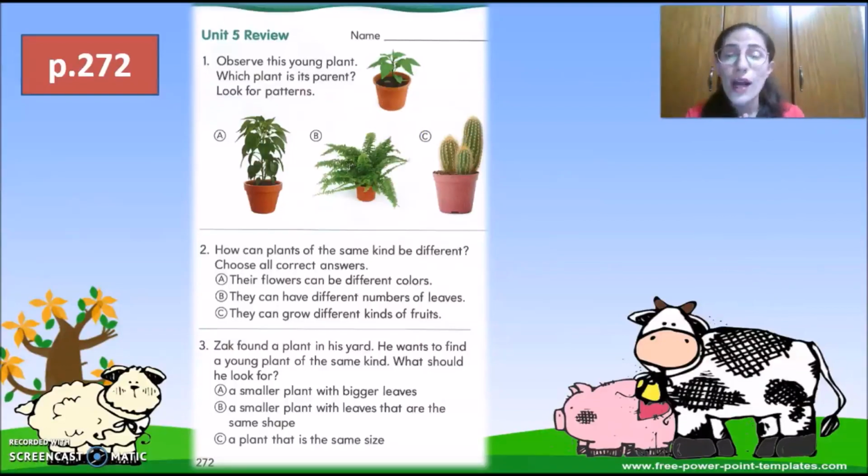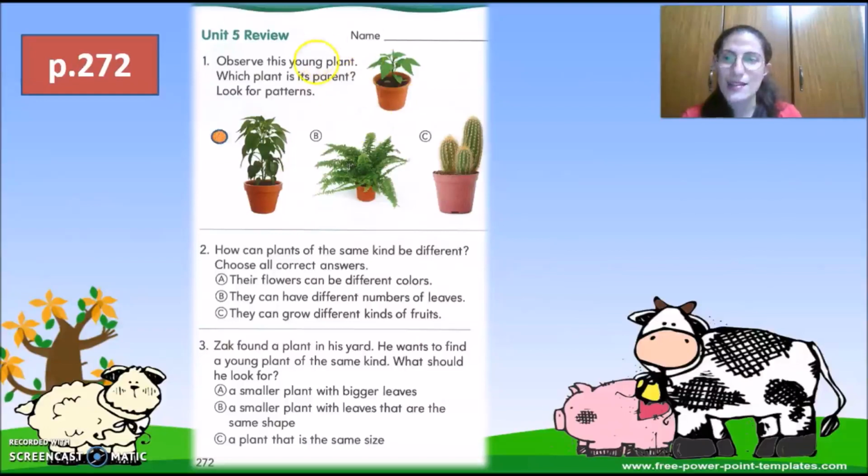And we know, and we studied in Unit 5, that the young plants and the parent plants share what? The same shape of leaves and almost all of the same parts, okay? But they are different in sizes. So let's check it and see. Which of these 3 plants, plant A, plant B, or plant C, share the same shape of leaves as this young plant? But they are different in sizes.